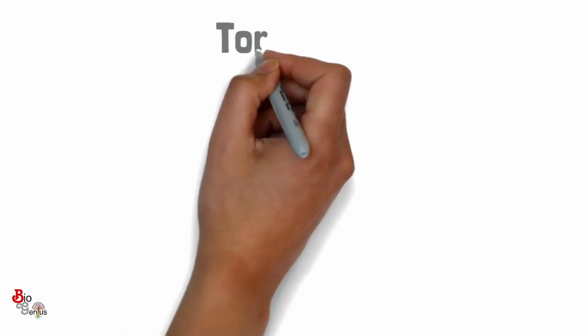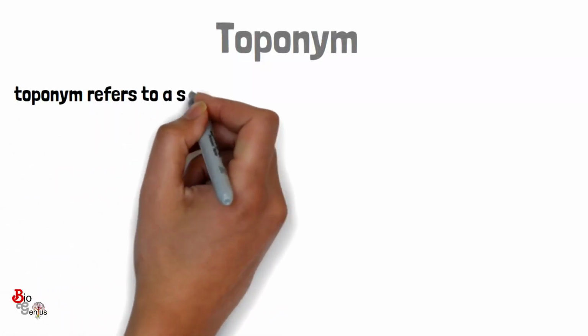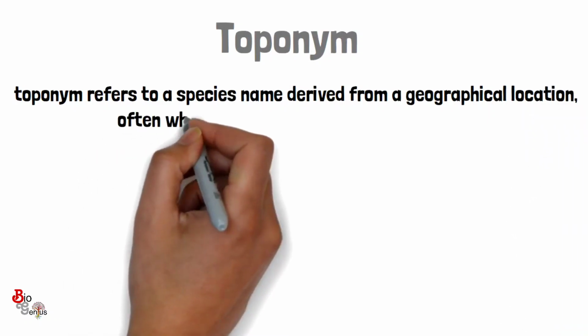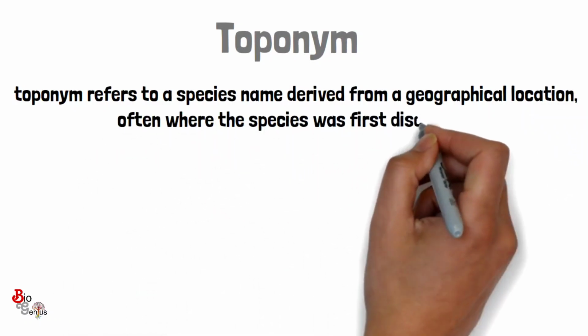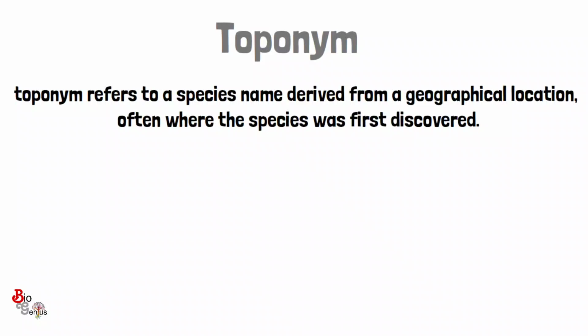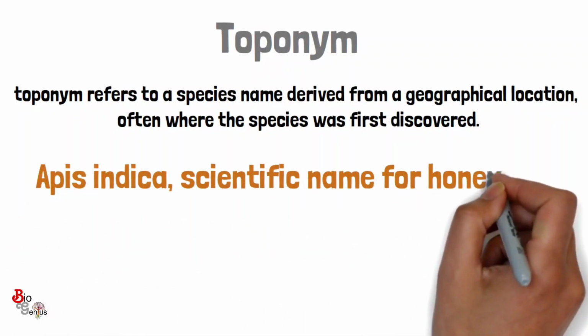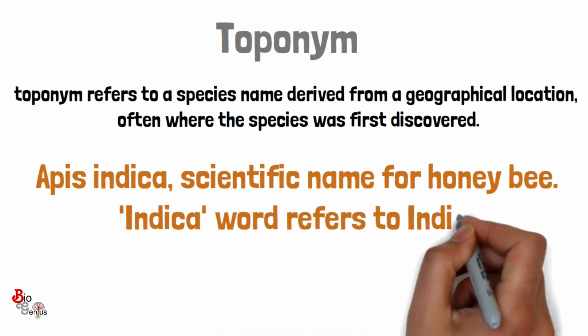Toponym. In biological nomenclature, a toponym refers to a specific name or species name derived from a geographical location, often where the species was first discovered. For example, Apis indica, the scientific name for honeybee. The word indica refers to India.